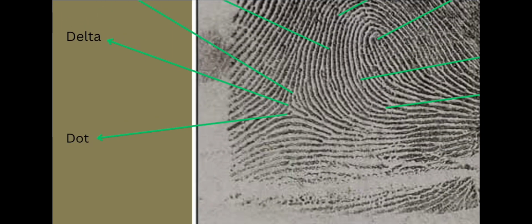And then the last one is the dot. The dot is beside the delta, and it is a small point. Dot or series of dots. They are fragmentary ridges formed like a dot or dots.